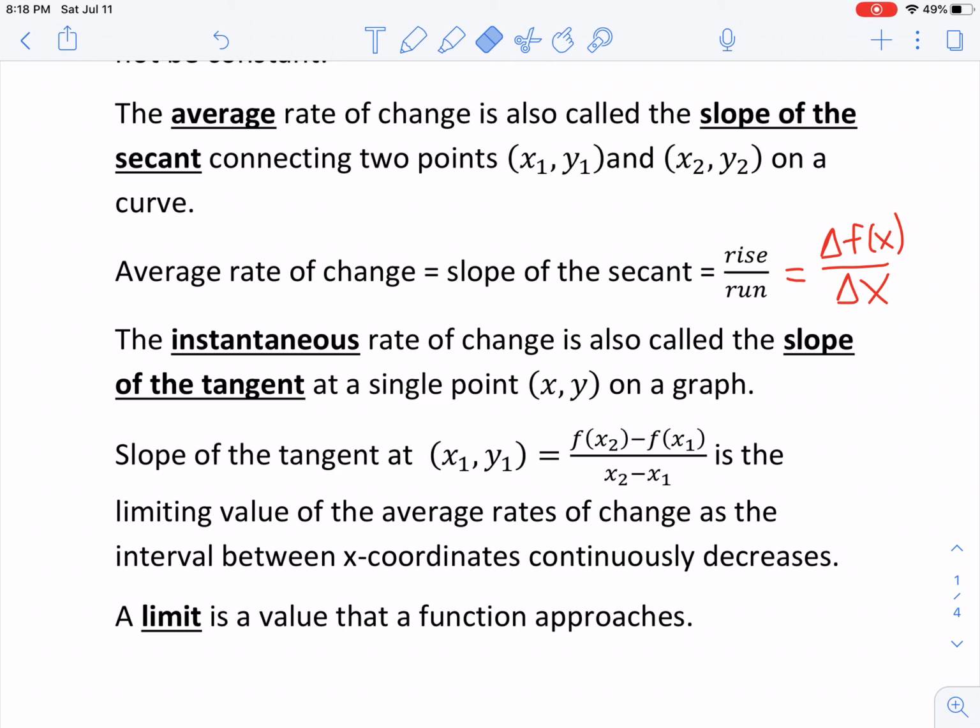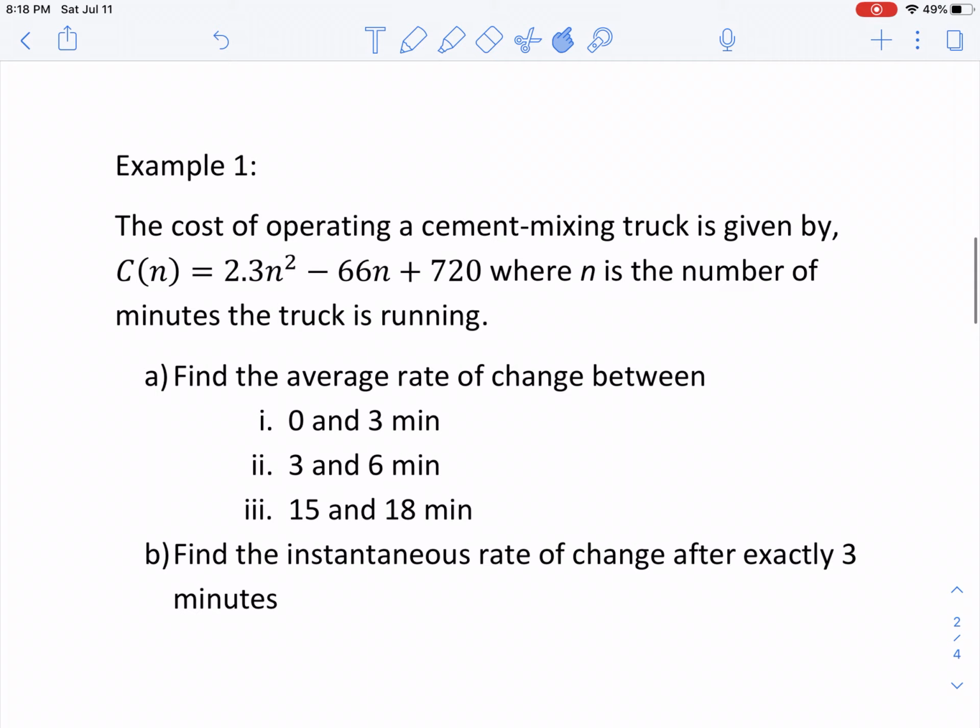A limit is a value that the function's approaching. In this case, we want the limiting value of the slopes. So what value are the slopes approaching as the change in x gets smaller and smaller and smaller, or approaches 0? So let's look at an example.